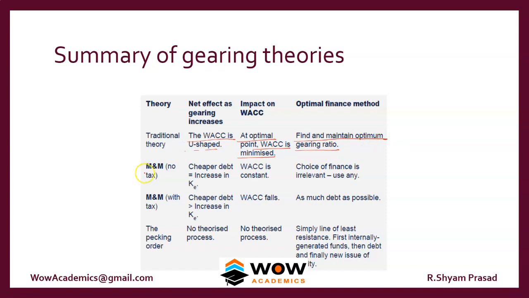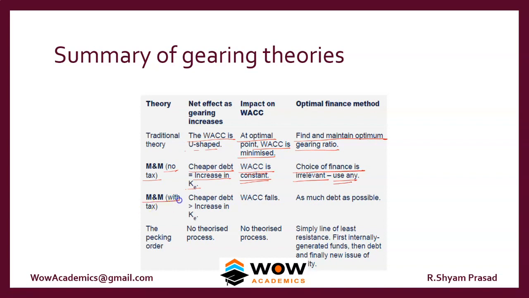The approach with no tax benefit says that cheaper debt is very good, but at the same time it increases the KE. What happens is WACC is always constant, so don't worry about the overall cost of capital or WACC. So the choice of fund is irrelevant. Use anything. You can have debt or equity or both or anything.